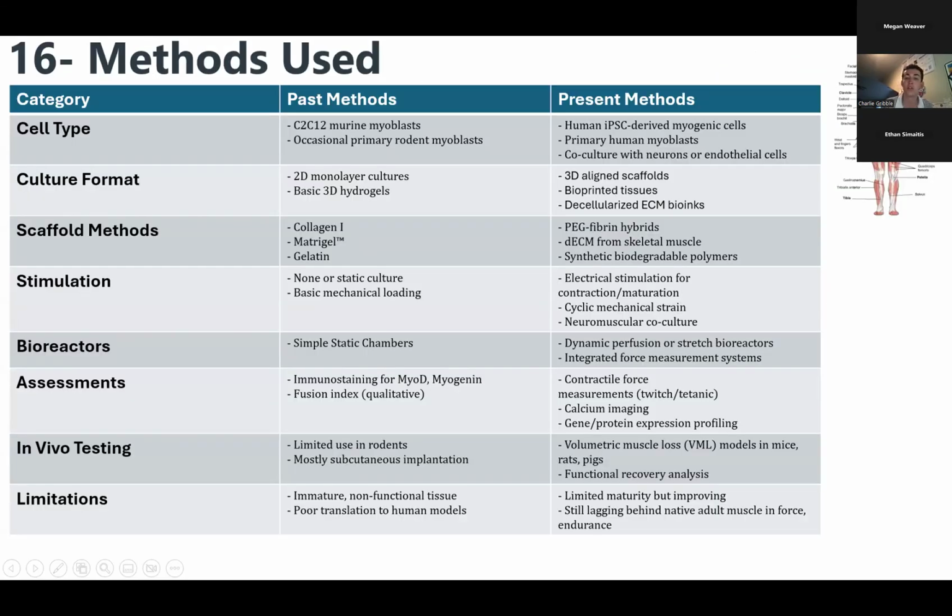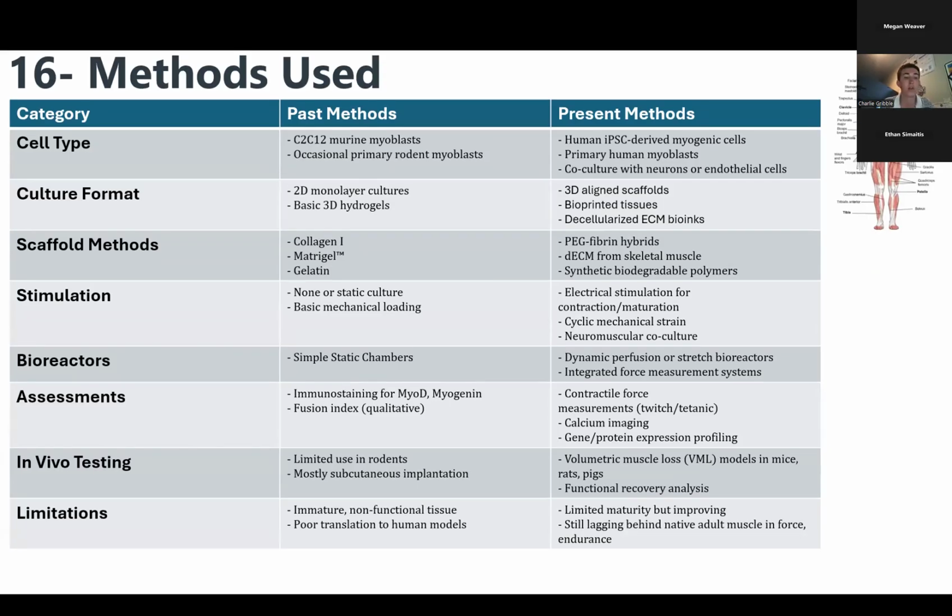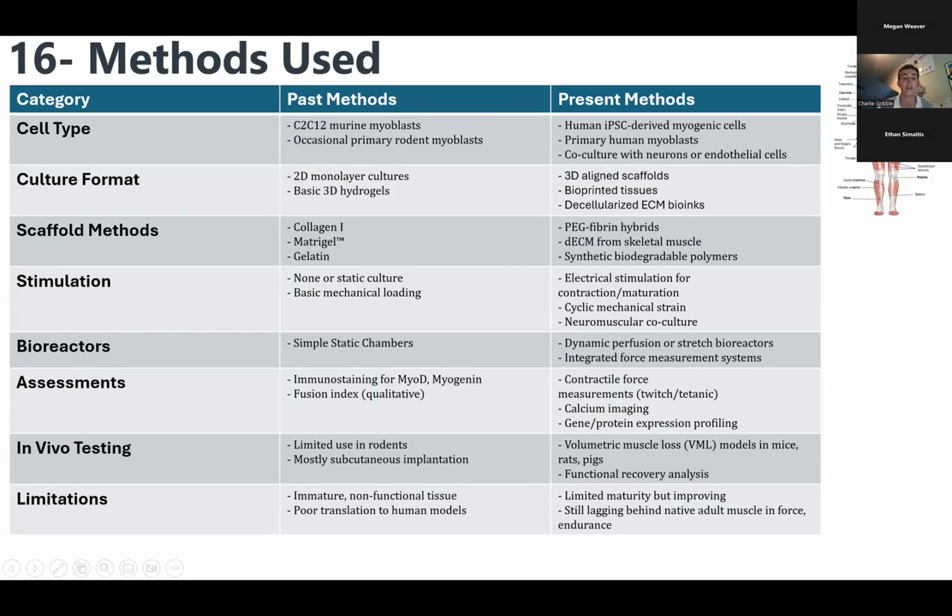And with this slide, you can clearly see the progression of this field when looking at the past and present methods. The biggest one, culture format: you're going from a 2D monolayer culture to now 3D aligned scaffolds. That's just been the main thing with these past and present models. It's all come from 2D environments. Now you're looking at 3D.